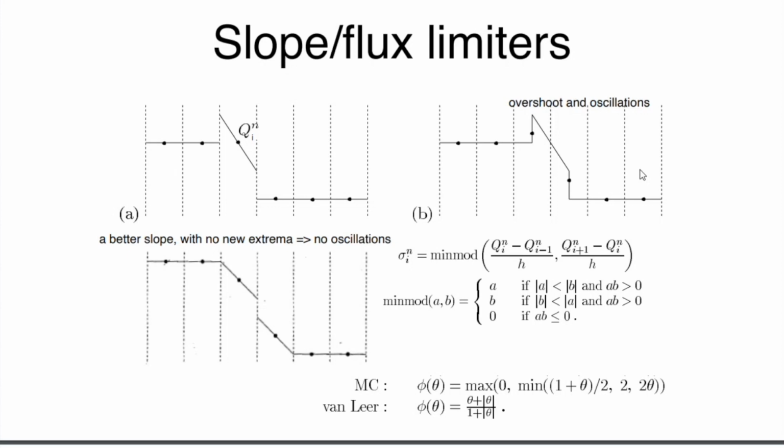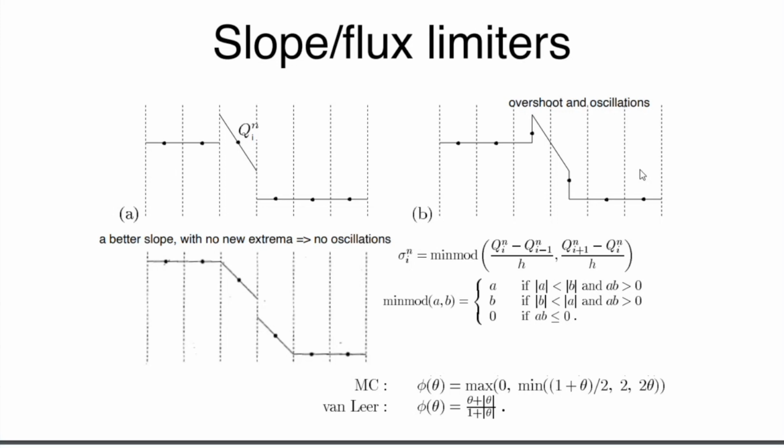Minmod, for example, is a nonlinear function. Basically, for the minmod of A and B, if A and B have opposite signs, or if one of them is 0, we set it to 0. So if one slope is 0 and the other is something, you don't do A plus B by 2.